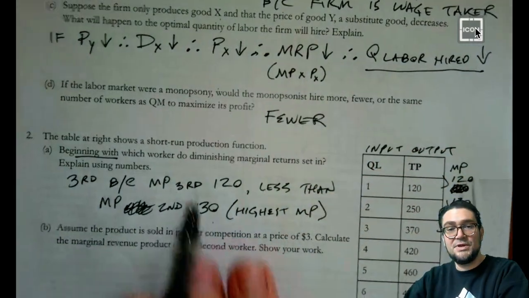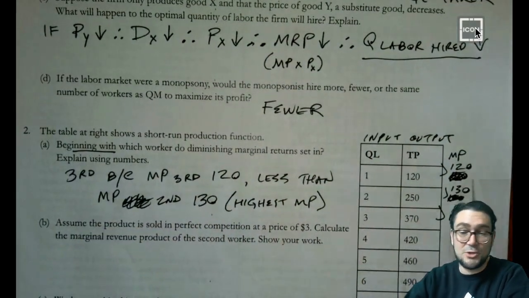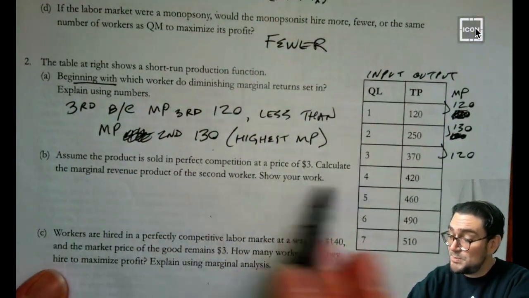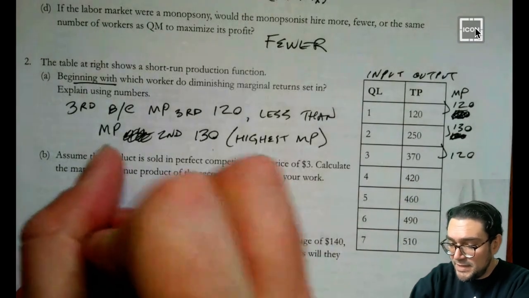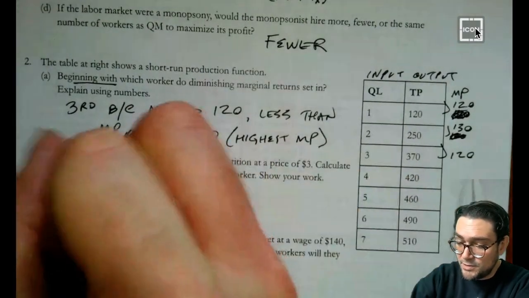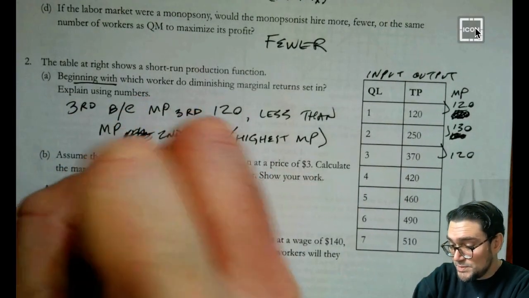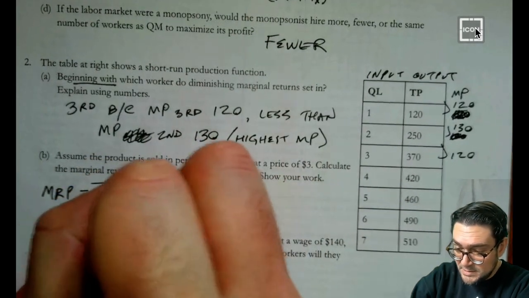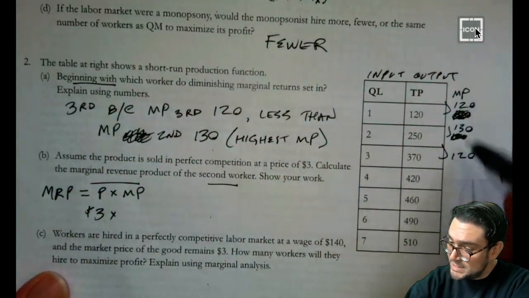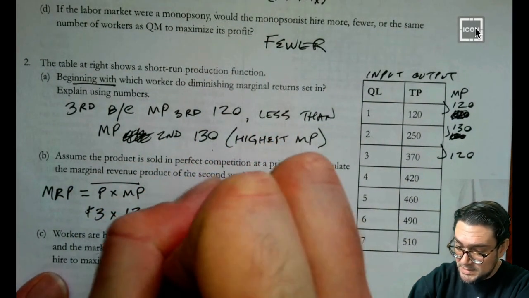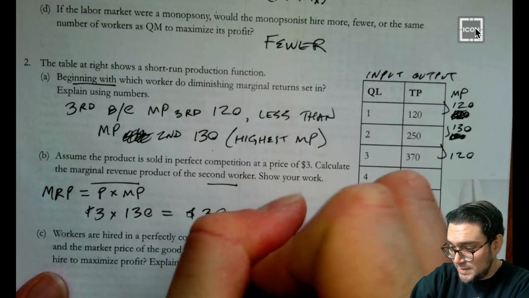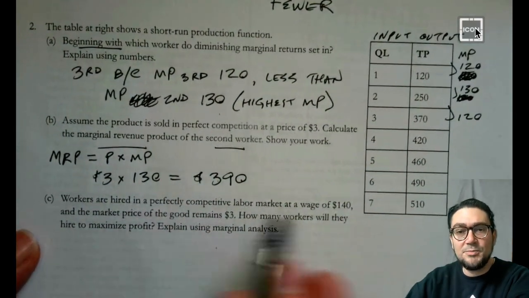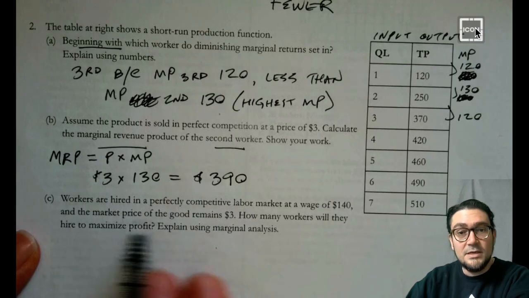All right, so here we identified that this is the first worker where the marginal product is less than the previous. Assume the product is sold in a perfectly competitive market at a price of 3. Calculate the MRP of the second worker. So MRP equals the price times the marginal product. We're given a price of $3 times the marginal product of the second worker, 130, and so that's equal to $390.